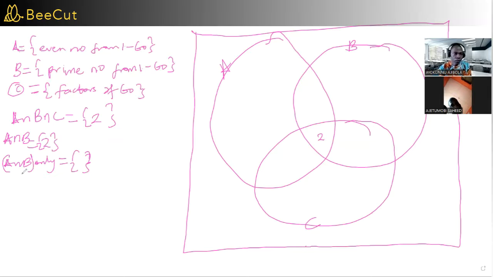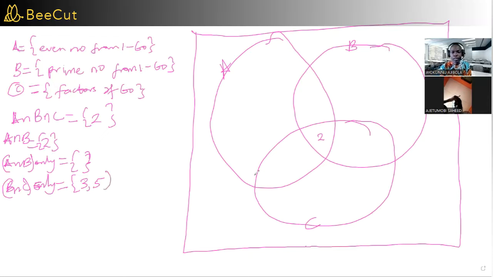But let's check B intersection C. Let's see B intersection C only, because we have removed the 2 now. So for B and C, B are prime numbers, C are factors of 60. Apart from 2, there are 2 factors of 60 that are prime numbers, which are 3 and 5. So here we have 3, 5.